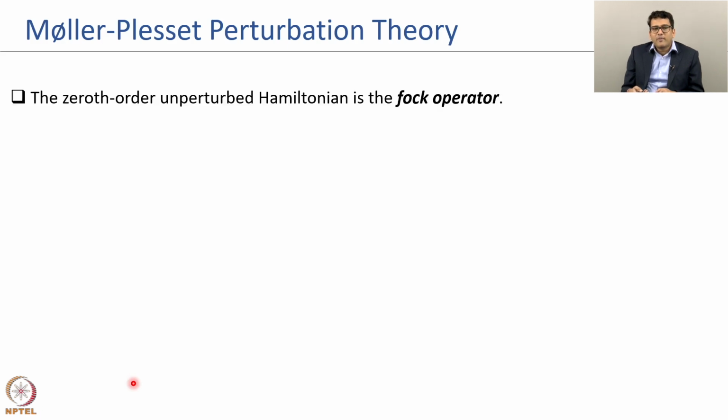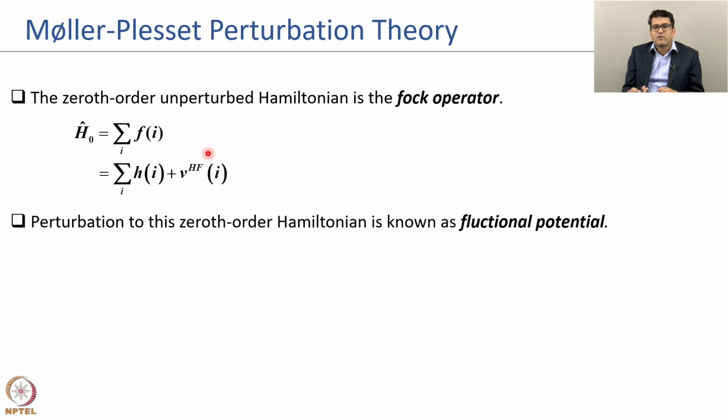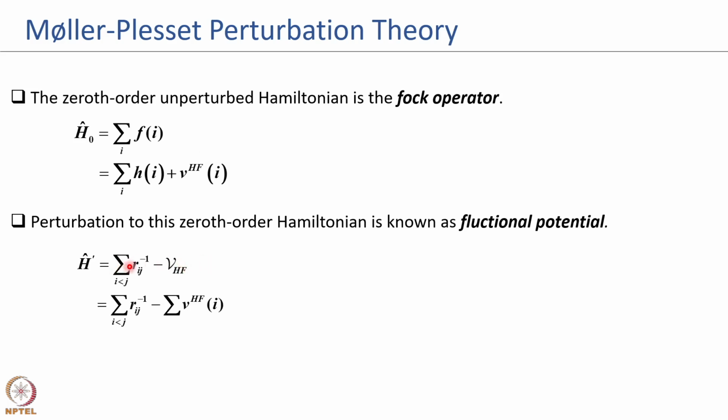Now, the 0th order Møller-Plesset perturbation theory, we have already discussed. The 0th order unperturbed Hamiltonian is the Fock operator, and this is how the Fock operator is expressed. It has a 1 electron term and then a 1 electron average interaction potential. The perturbation to the 0th order Hamiltonian is named the fluctuation potential, and in Møller-Plesset perturbation theory it is expressed as the difference of the 1 by R12 term minus the 1 electron average form of this interaction that you get in the Hartree-Fock picture.